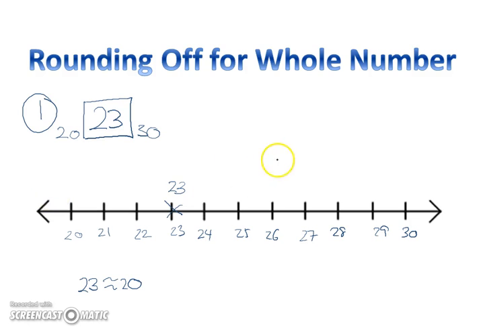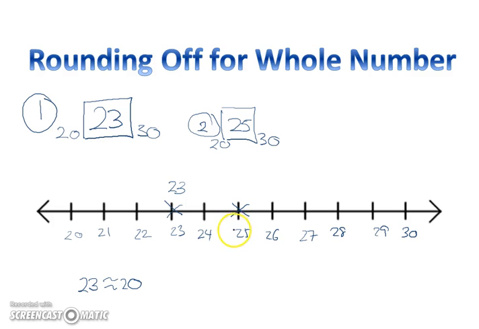Can you remember? How about the number 25? 25 is also between 20 and 30. But does it round up to 30 or does it round down to 20? Okay, let's mark 25 here. Mr. Paul, 25 is right between 20 and 30. So what should we do?